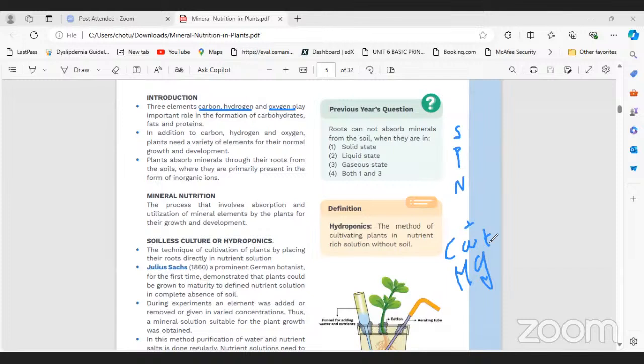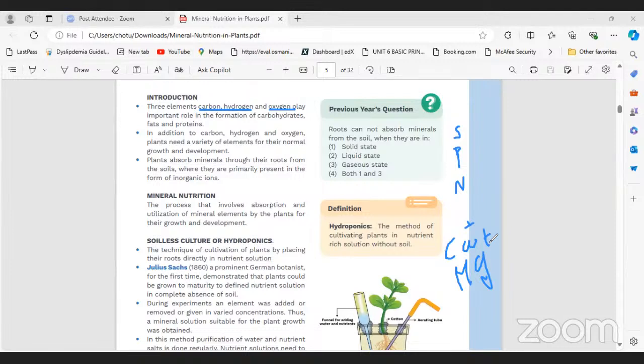CHO are the framework elements, carbon, hydrogen, oxygen, which form the composition of the cell wall and protoplasm. The other elements are the protoplasmic elements: sulfur, phosphorus, nitrogen, required for protein synthesis and an important constituent of protoplasm. Calcium and magnesium are important constituents of the cell wall and chlorophyll respectively.